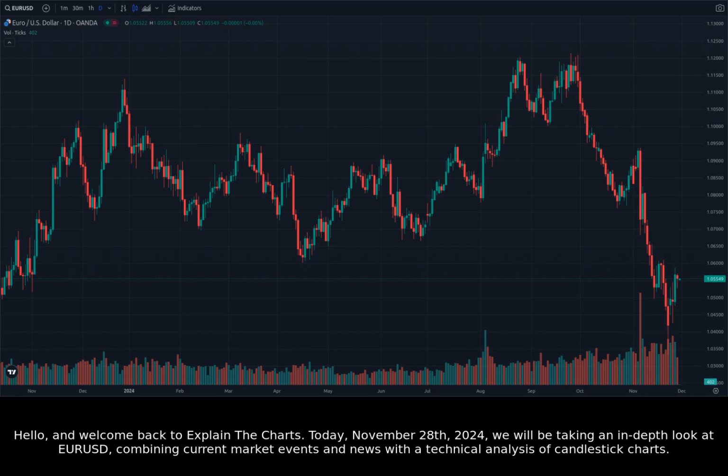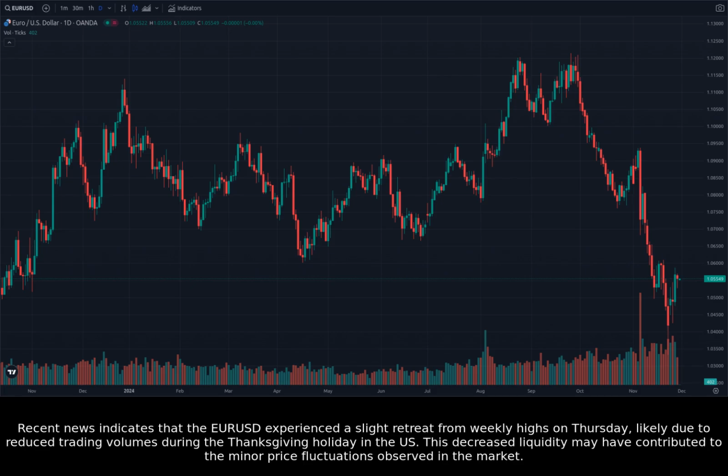Today, November 28th, 2024, we will be taking an in-depth look at EURUSD, combining current market events and news with a technical analysis of candlestick charts. Recent news indicates that the EURUSD experienced a slight retreat from weekly highs on Thursday, likely due to reduced trading volumes during the Thanksgiving holiday in the U.S. This decreased liquidity may have contributed to the minor price fluctuations observed in the market.